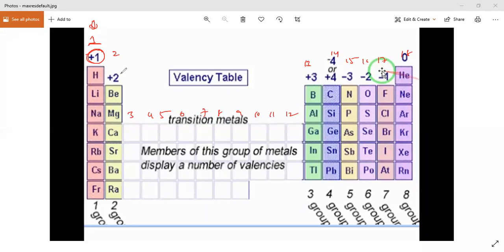Yes, sir. What are these groups in the periodic table? What do groups mean? Whichever elements have similar chemical properties because of having the same number of valency electrons in the outermost shell, that is a group.